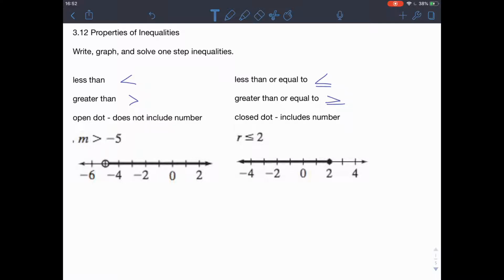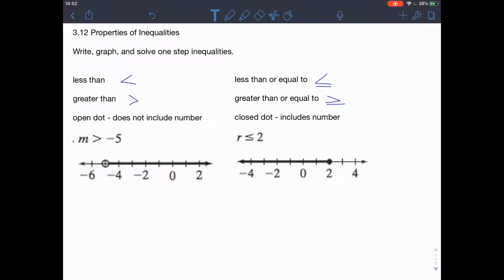Normally, when you graph solutions to equations on a number line, you just place a dot on the number. When you're graphing solutions to inequalities, you would use an open dot whenever you're using less than or greater than. The open dot shows that the number you're plotting your point at does not include the number. So if m was greater than -5, we'd have an open dot on -5 to say that -5 is not greater than -5, but everything along the arrow to the right of it is.